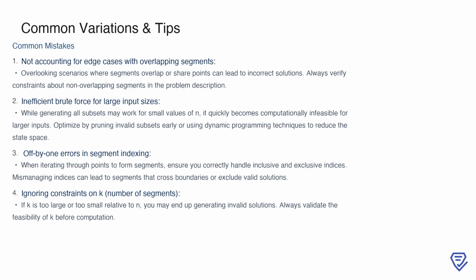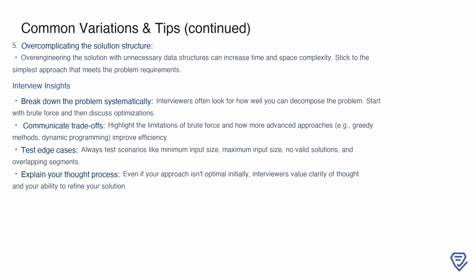Additionally, be mindful of off-by-one errors when working with segment indices. Mismanaging inclusive and exclusive boundaries can lead to segments that either cross limits or omit valid solutions entirely. Lastly, don't overlook constraints on k, the number of segments. If k is too large or too small relative to n, you might end up generating invalid solutions, so always validate the feasibility of k before diving into computations. Overcomplicating your solution can also lead to unnecessary challenges. Using extra data structures or over-engineering the logic can increase both time and space complexity, so it's best to stick to the simplest approach that fulfills the problem's requirements.